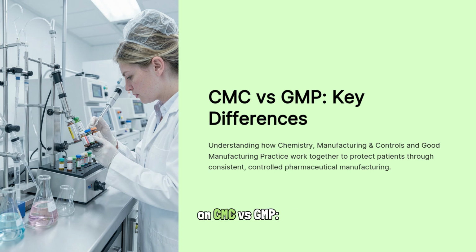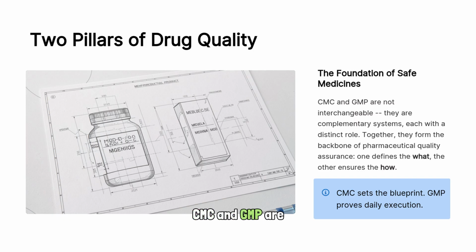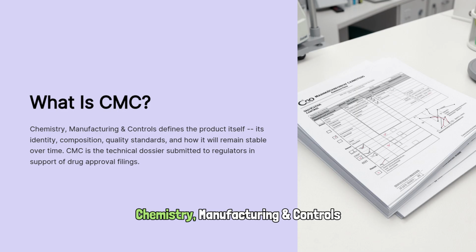Welcome to our discussion on CMC versus GMP key differences. We'll explore how chemistry, manufacturing and controls, and good manufacturing practice collaborate to ensure consistent, controlled pharmaceutical manufacturing, safeguarding patient health. CMC and GMP are complementary systems in drug quality assurance. CMC defines the product's blueprint, while GMP ensures its consistent execution. Together, they form the foundation of safe medicines, with each playing a distinct role in maintaining pharmaceutical quality.